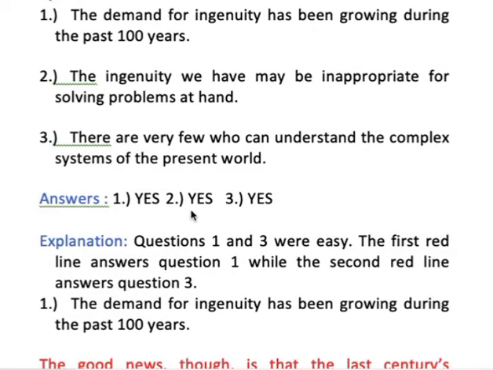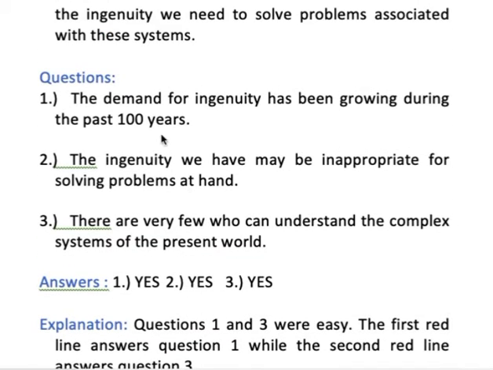Answers: yes, yes, and yes. Questions 1 and 3 were easy. The first red line answers question 1, while the second red line answers question 3. Now, just see. The demand for ingenuity has been growing during the past 100 years.